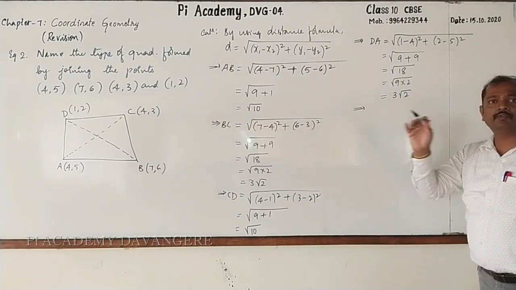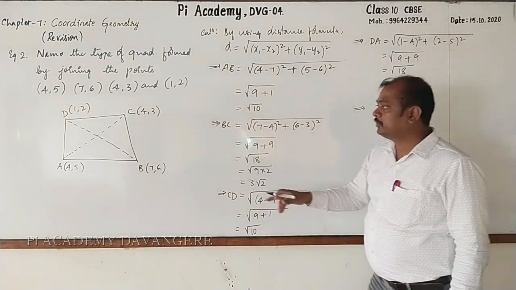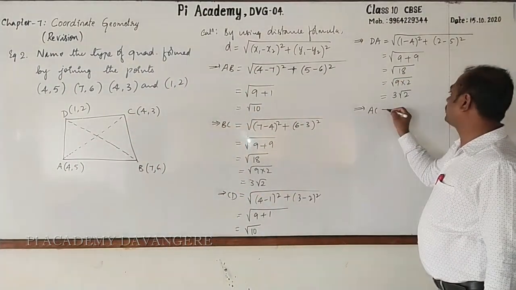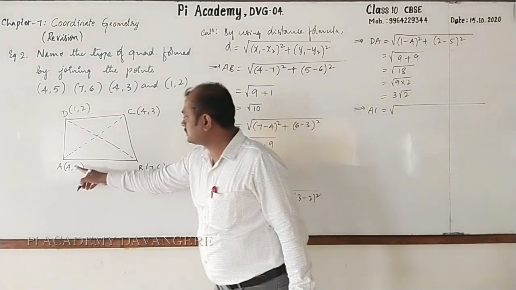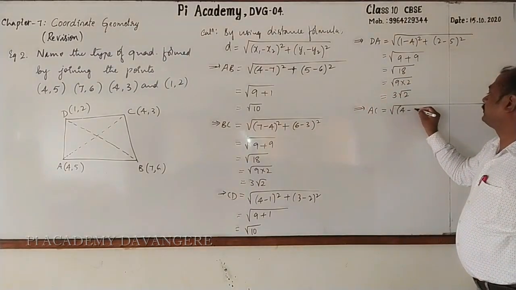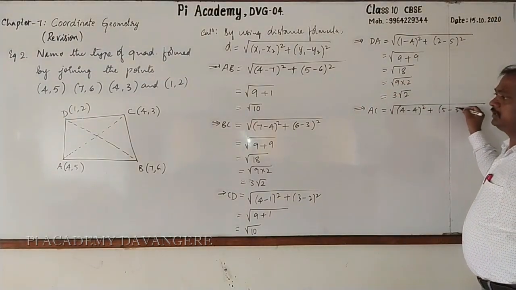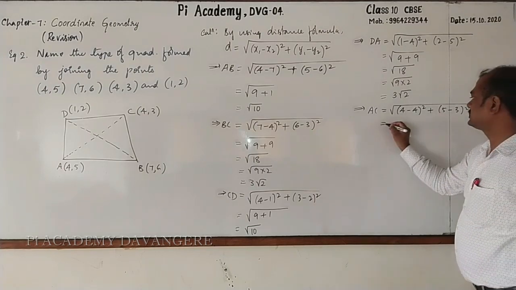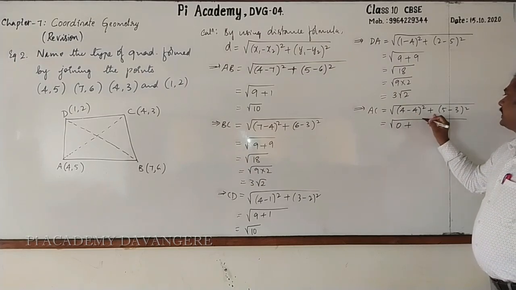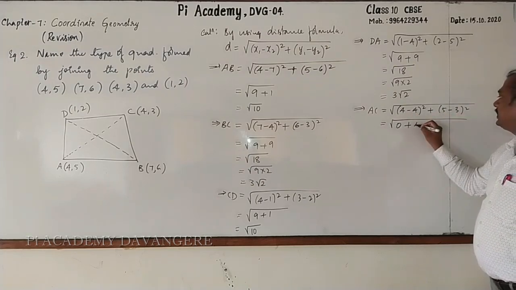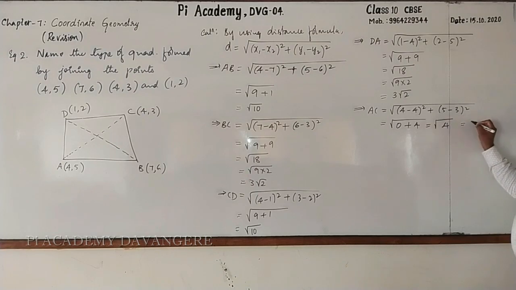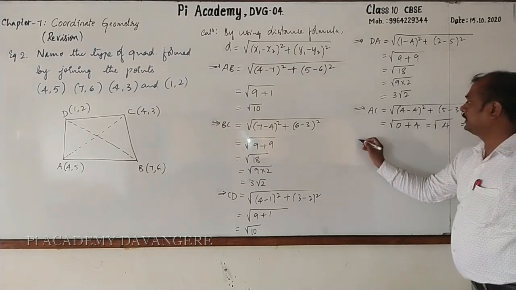We have found out all the four sides. Then find out AC and BD, diagonals as well. What is AC? AC is equal to square root of (4 minus 4) whole square plus (5 minus 3) whole square. This is equal to square root of 0 square, which is 0, plus 2 square, which is 4. So 0 plus 4 is 4. Square root of 4 is 2 units.